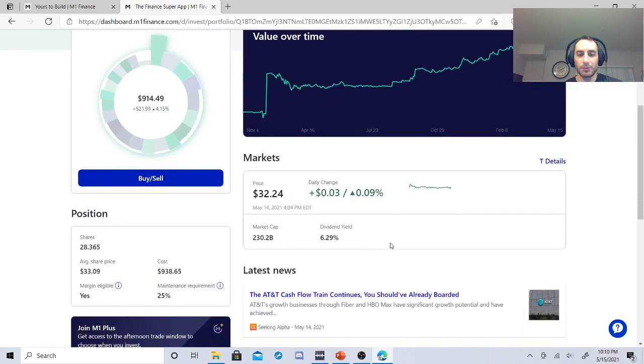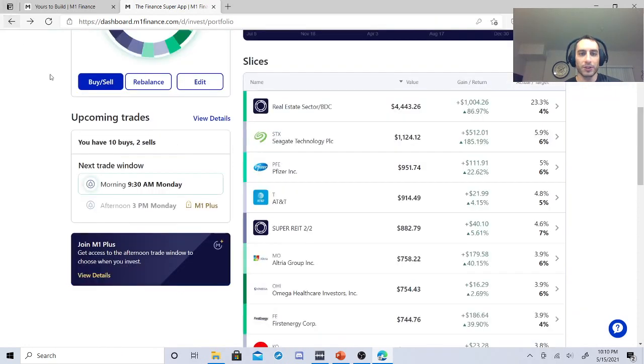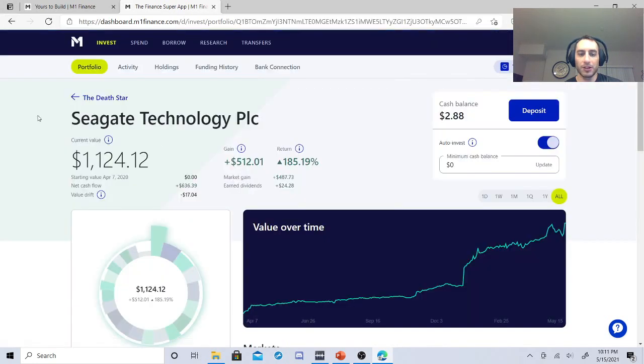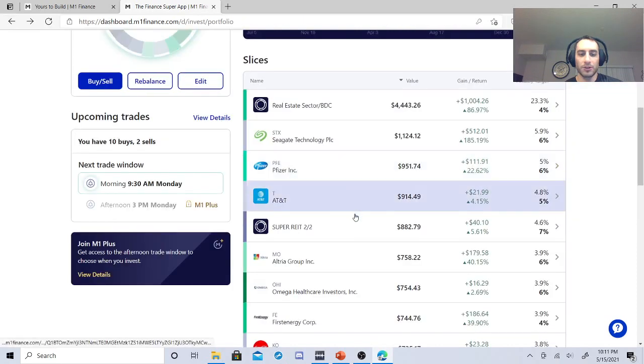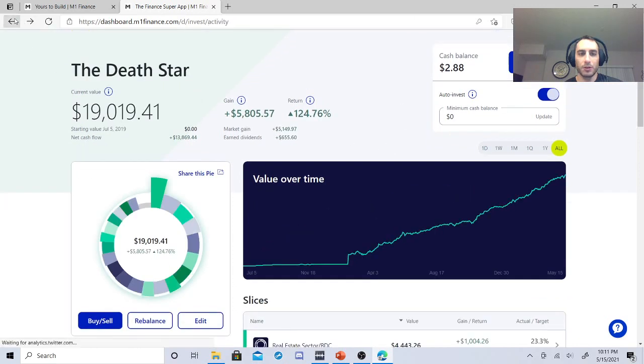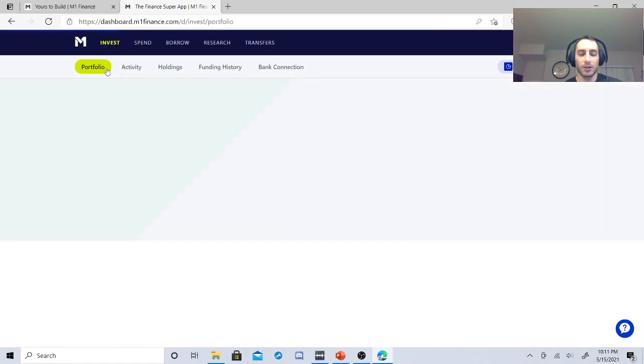AT&T, 6.29%, $32.24. How many shares? 28.36 shares. Remember, my goal is if I can get to 50, I'm doing damage. Look at how much money Seagate got me, $24.28. Okay, now you're starting to see it. Altria, $22.30. You're seeing the damage come in, which is exciting. Okay.